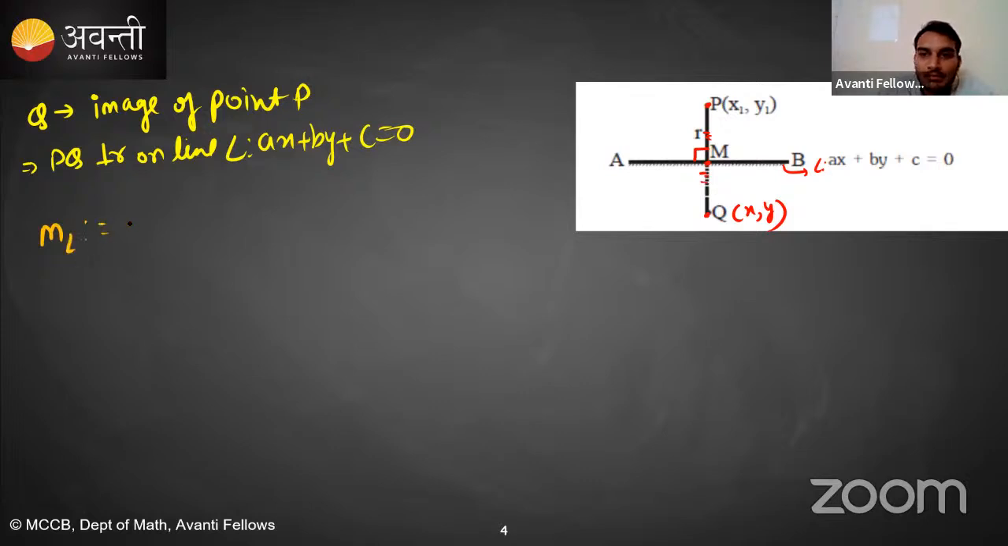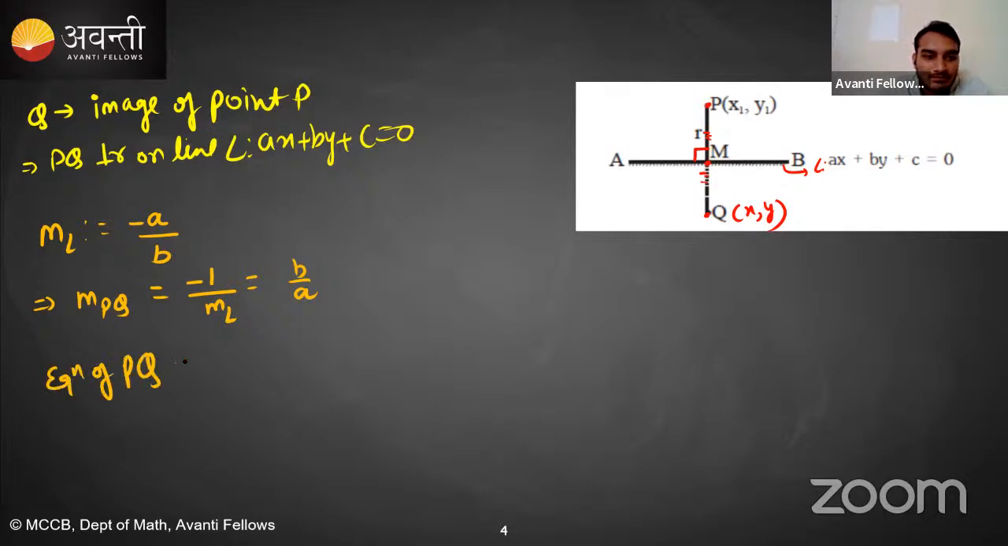As it is perpendicular, tell me students, what is the slope of line L? Minus coefficient of x upon coefficient of y, minus a by b. So what is the slope of line PQ? PQ and line L are perpendicular, so m1 times m2 equals minus 1. The slope of PQ will be minus 1 upon the slope of L, which is b by a.